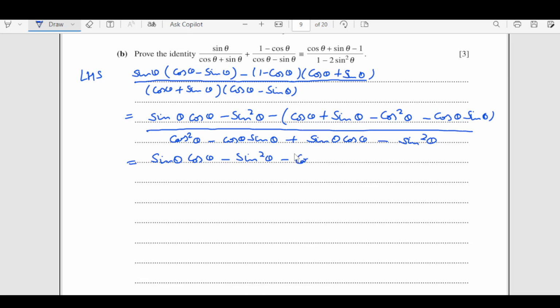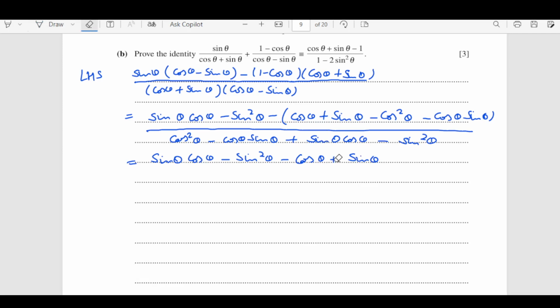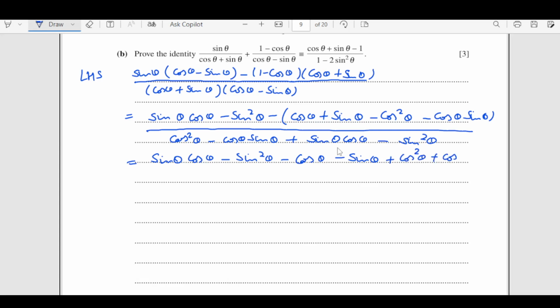So this is cos theta plus sine theta. Sorry, again see, this is minus, because we are opening the bracket now here. So plus cos square theta and plus cos theta sine theta.